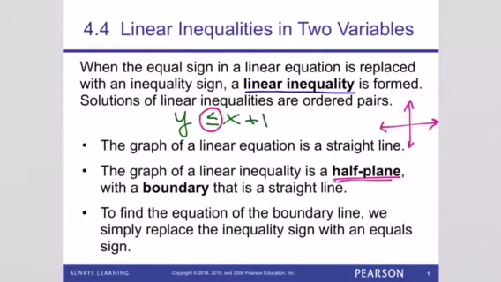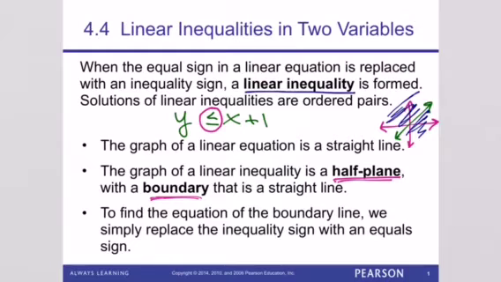on a coordinate axis such as this, it splits the plane, meaning the surface where this coordinate axis is drawn, in half, where half of the plane is on this side and half of the plane is on that side. Okay, so a linear inequality is a half plane with a boundary that's a straight line.